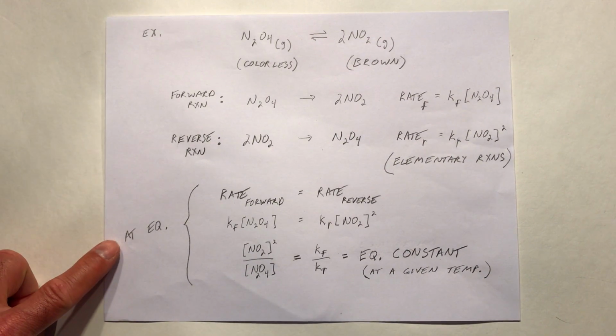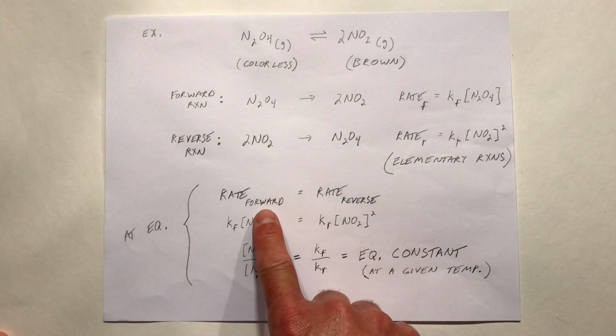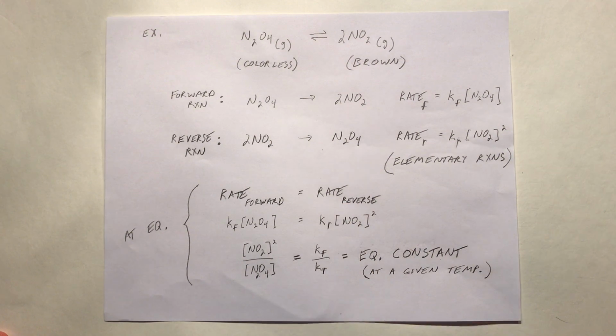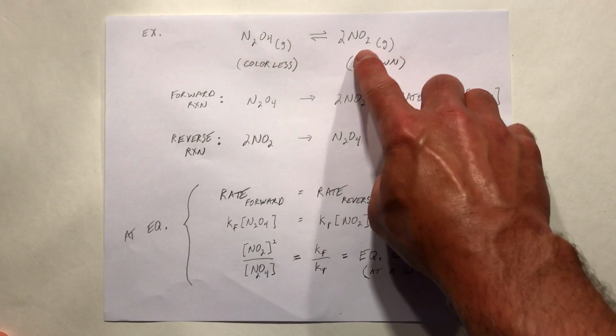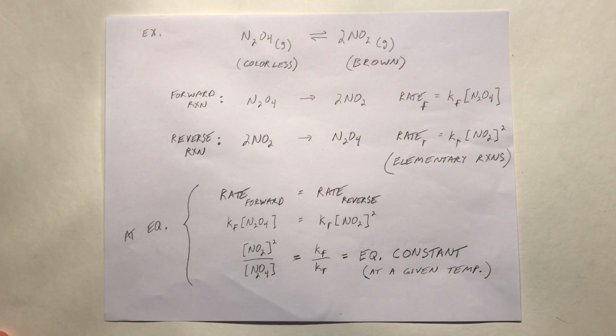So we can say that at equilibrium, the rate of the forward reaction equals the rate of the reverse reaction. So at that point, the concentration of the N2O4 would stay constant, and the concentration of the NO2 would stay constant.